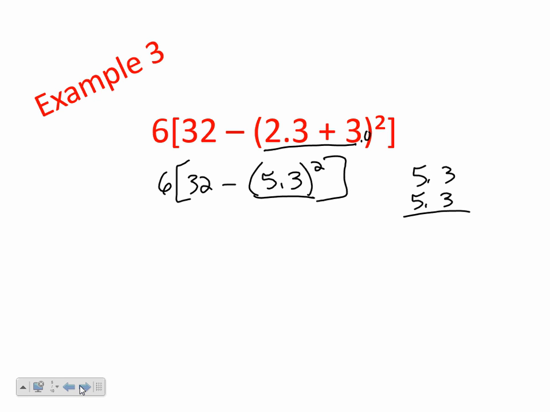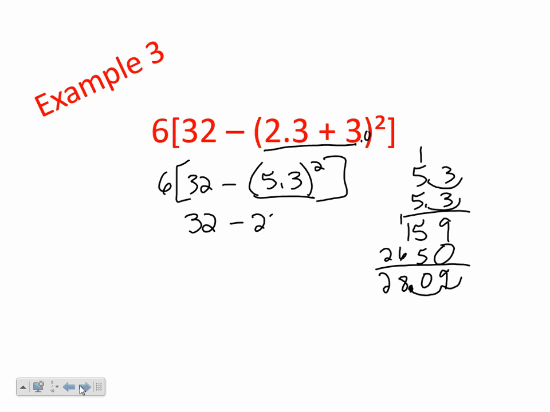What do we have? 28.09. Agree or disagree? 28.09. Check this out. 3 times 3 is 9. This is 15. Then we need to lay our golden egg. I don't care whether you say that or not, but put your 0 in. 5 times 3 is 15. 25, 26. Then we add it all up. 0, carry your 1. That makes 8. Then we have 2 decimal places. Everybody okay with that? Speak now, forever hold your peace. Yes? So 32 minus 28.09.